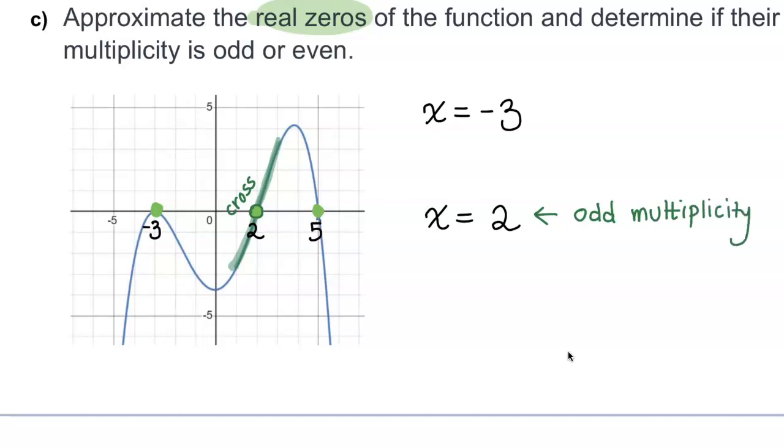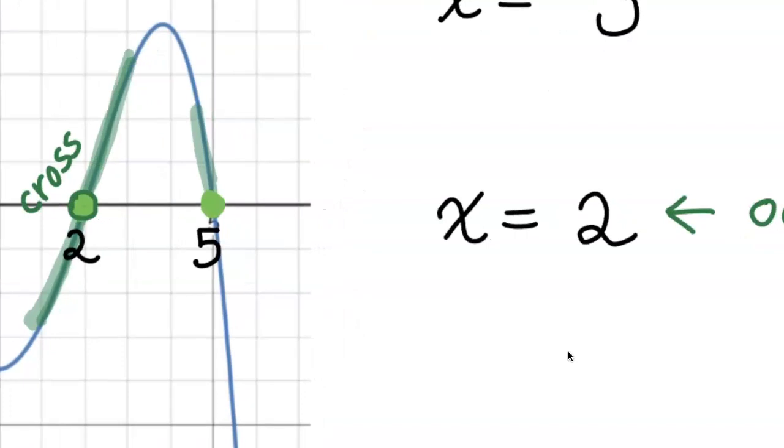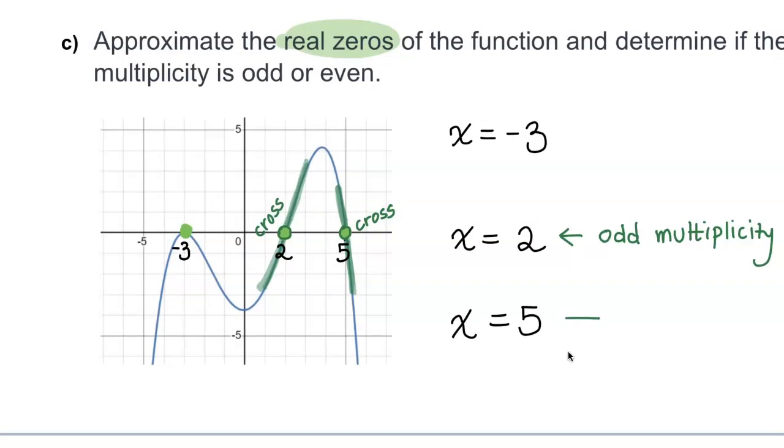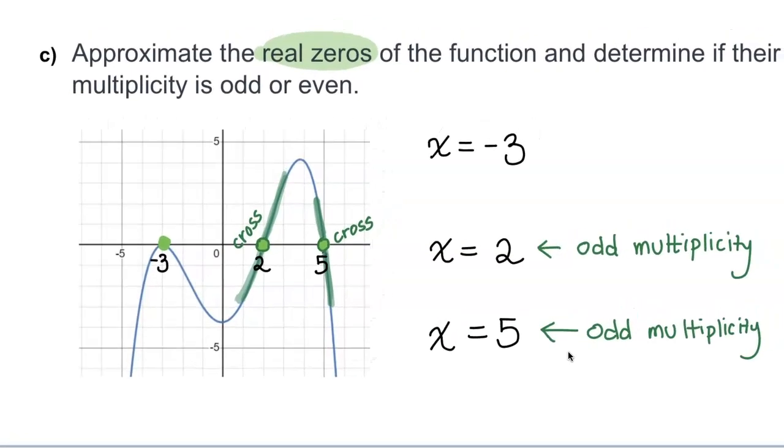Now look at 5 too, okay? Notice the graph was above the x-axis to the left of 5, but when it hit 5, it went to the other side, right? It went below the x-axis. So the graph again crossed to the other side at x equals 5. So what we're going to say is that the x-intercept or the real 0 of 5 must have odd multiplicity. So anytime the graph crosses at that x-intercept, we know the exponent for that factor is going to be odd. So we say those are odd multiplicities.